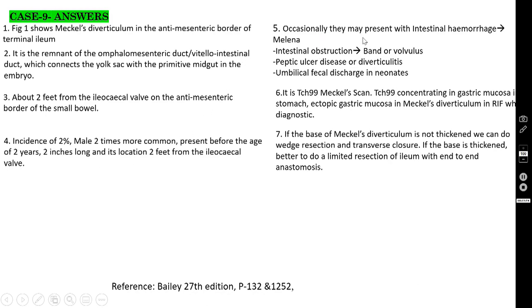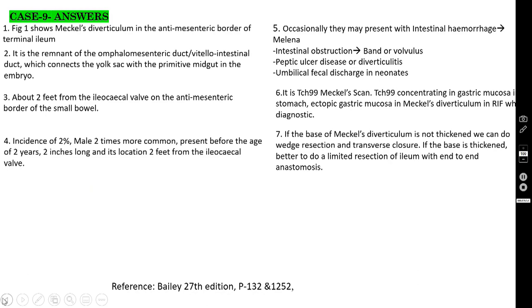How can this Meckel's diverticulum present to us? Occasionally it may present with intestinal hemorrhage, melena, or it can present as intestinal obstruction because of the presence of a band, or it may go for volvulus also, or it may present as peptic ulcer disease that may bleed, which is the cause for the melena, or diverticulitis. If the whole diverticulum is patent, then we can even get fecal discharge from the umbilicus, especially in neonatal babies.